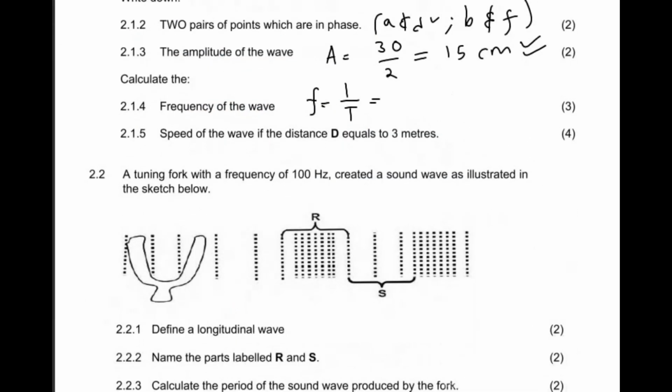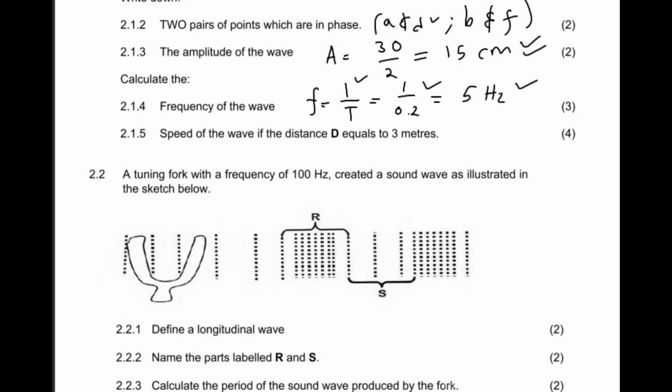So you're just going to say the frequency is 1 over T, which is 1 over 0.2. How many times does 0.2 go into 1? It goes 5 times. So the frequency is 5 Hz. You'll get a mark for the formula, for the substitution, and for the final answer.